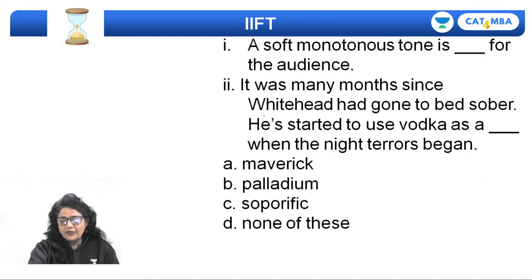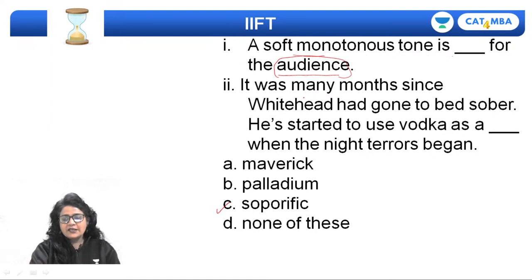Yes, very good. The answer is soporific, right? A soft, monotonous tone is soporific for the audience. A soft and monotonous voice serves as a soporific for the audience. They are put to sleep. They feel boring or sleepy, right? So soporific is something which induces sleep, something which makes you want to go to sleep.